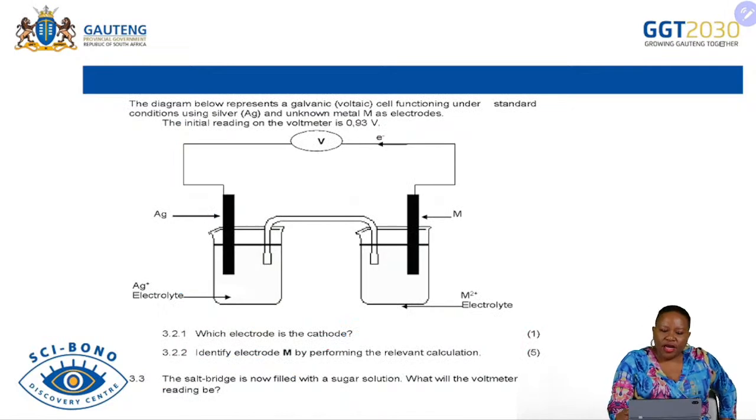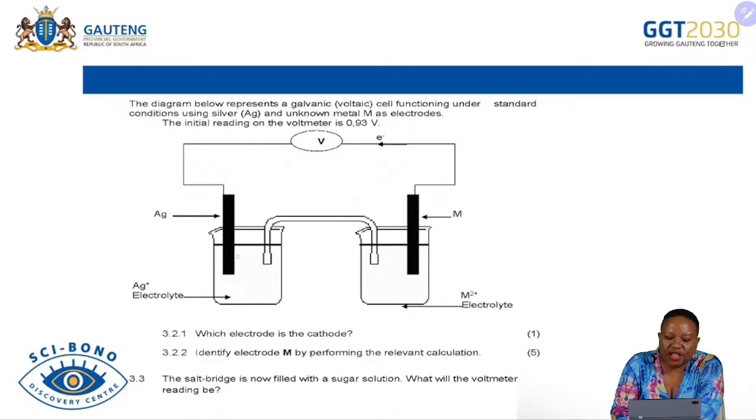Then this one, we are provided with a galvanic cell because there's a salt bridge. There are two electrolytes. The diagram below represents a galvanic or voltaic cell functioning under standard conditions, which is very important, using silver and unknown metal M. They didn't tell us what the metal of the other half cell is, but they provided us with the EMF of the cell, which is our voltmeter reading. So this number represents our EMF already because it's the one that is read by the voltmeter.